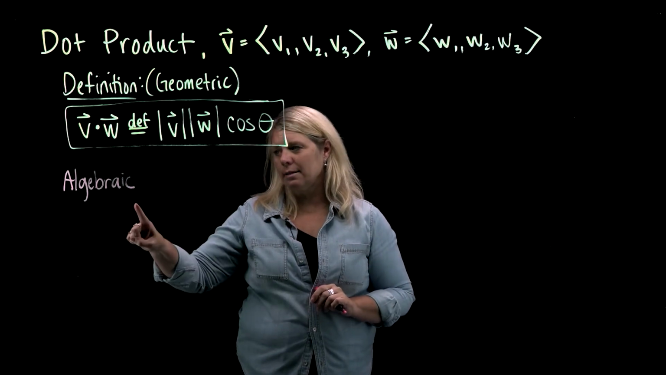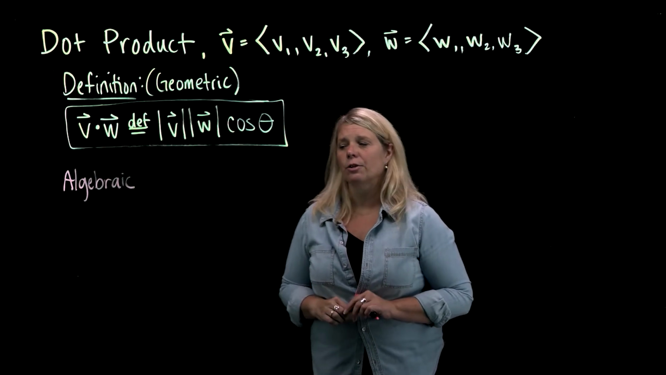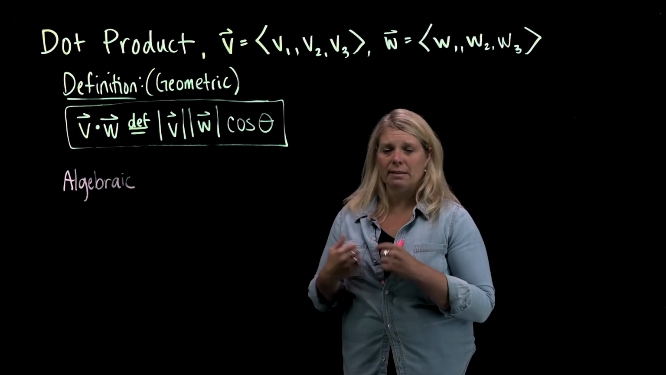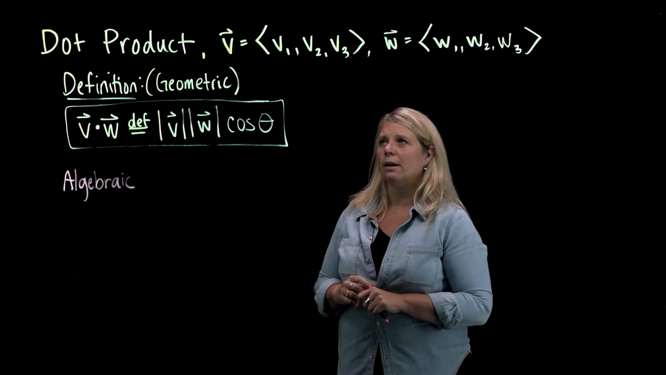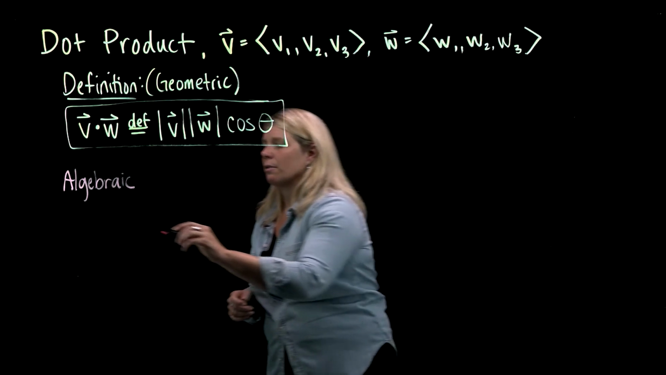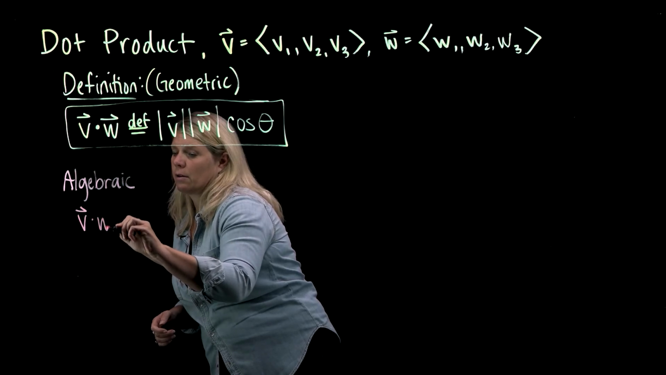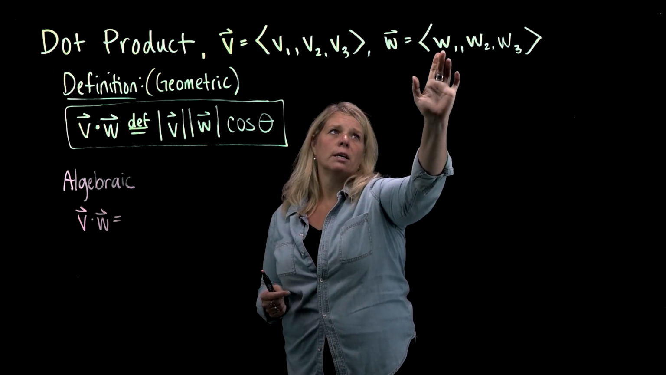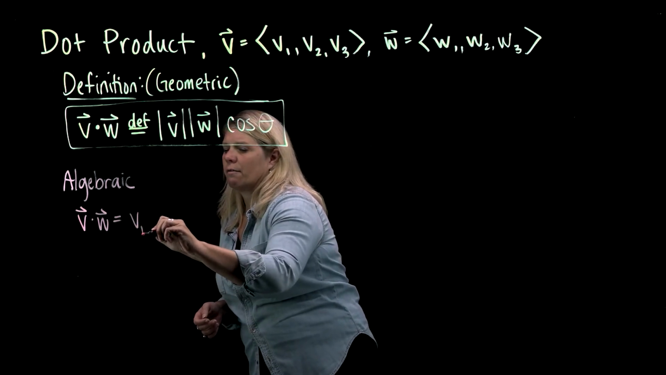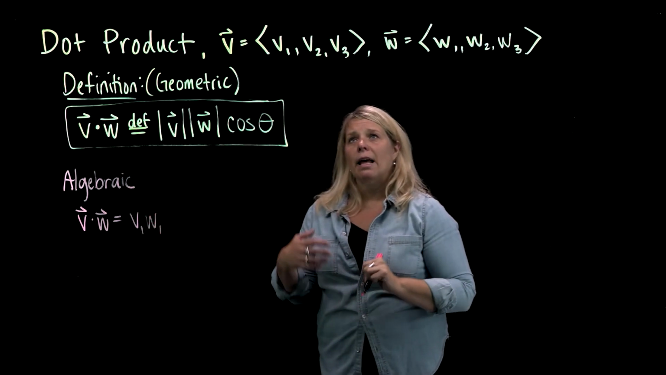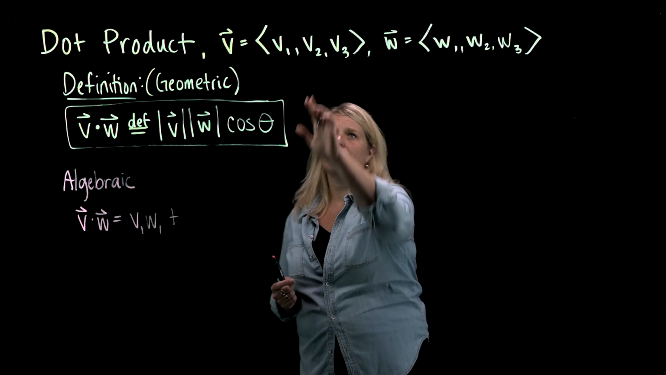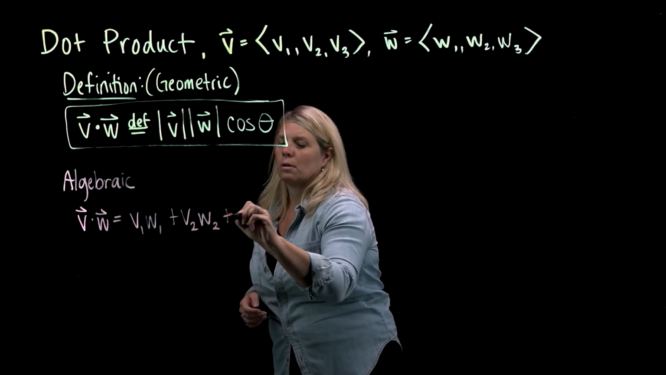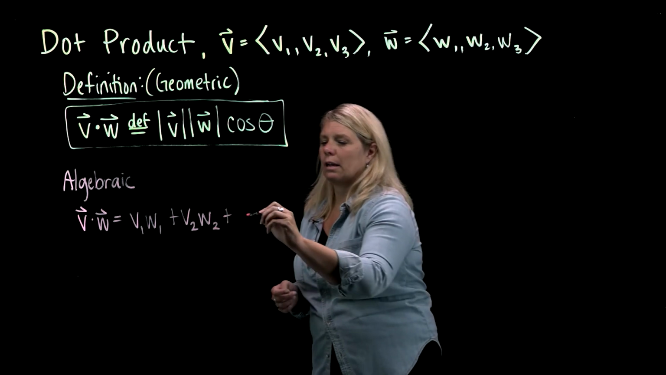Some textbooks start with this as the definition and then derive the geometric interpretation from that. So what this means is algebraic. That means the plug and chug of the computation that you're going to do here. So when I take v dot w, the algebraic or computational formula for that would be that I take the first component of the first vector times the first component of the second vector, v1 times w1, and then I add that to the product of the second component with the second component, v2 w2 plus v3 w3.